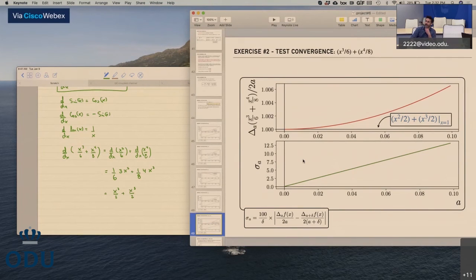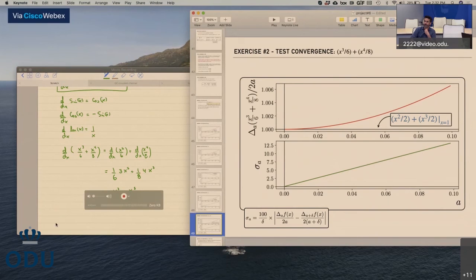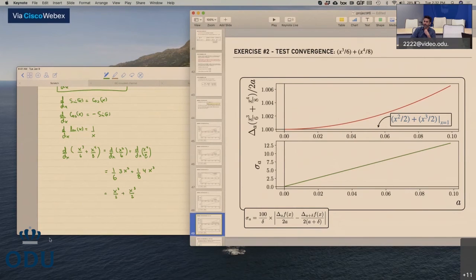And then last but not least is this function that I just talked about, this polynomial that is x cubed divided by 6 plus x to the 4th divided by 8. Taking the derivative of it, again, converges for small values of a to the value that I expected, which is x squared divided by 2 plus x cubed divided by 2, all evaluated at x equals 1, which is 1/2 plus 1/2, which is equal to 1, and that's this number.